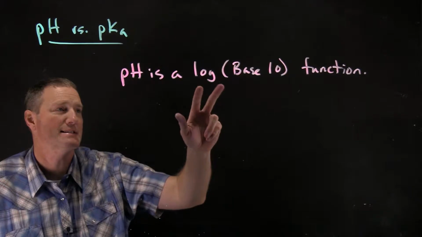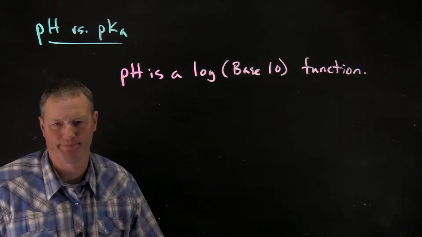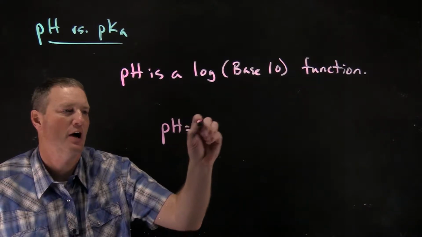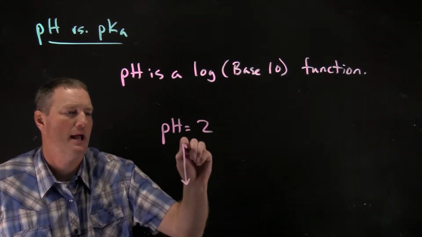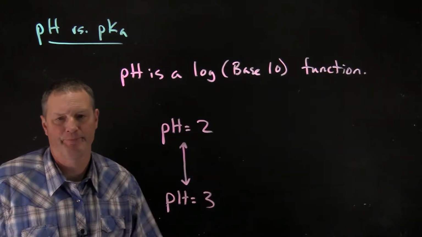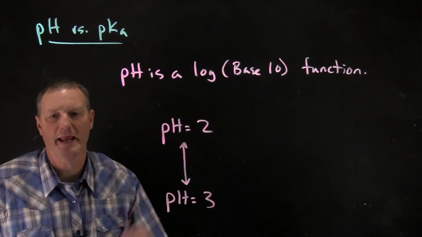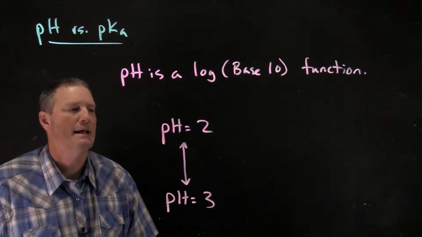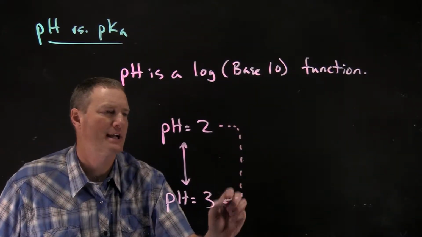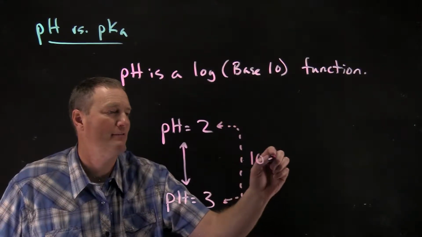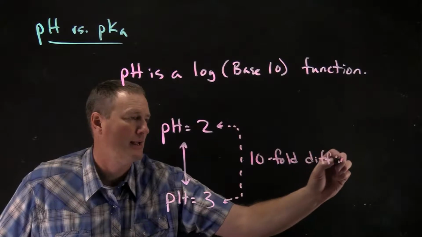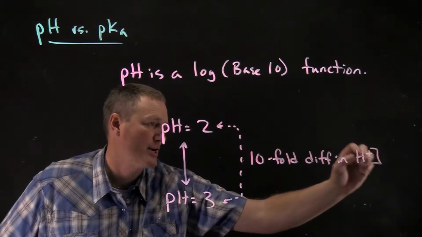The last point I'd like to make about pH is coming back to the fact that when we define pH, this is a log base 10 function. So if we were to compare a solution that had a pH of 2 and compared it to a solution that was pH of 3, even though the difference in number on the pH scale is only a value of 1, the actual difference in the H+ concentration is a 10-fold difference in H+ concentration.